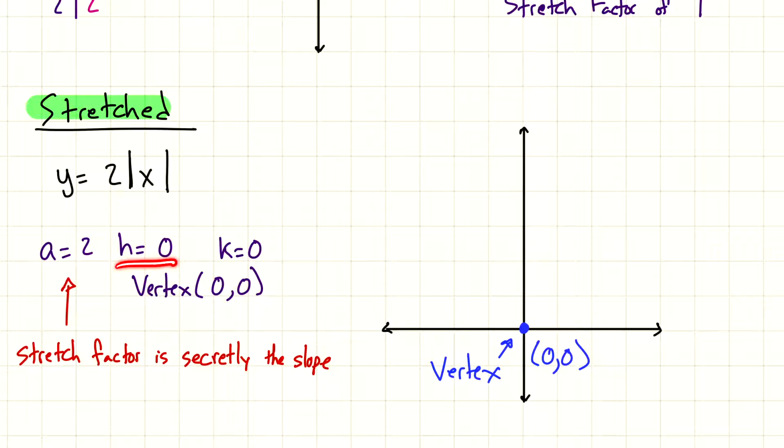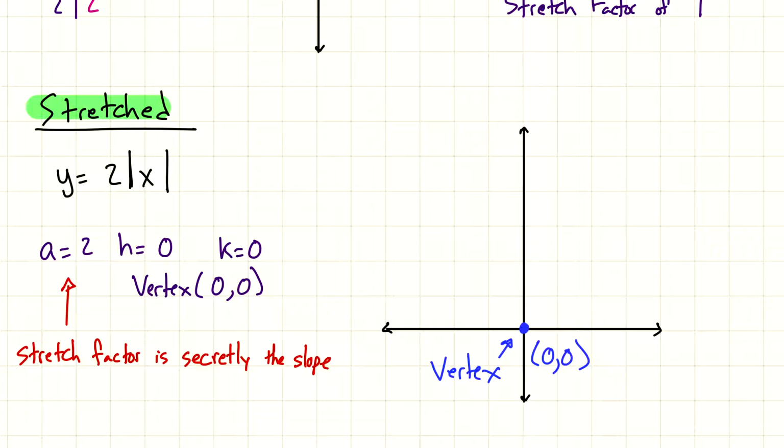h is equal to 0. Why is it equal to 0? Well, you'll notice there's actually nothing being added or subtracted to this x inside the absolute value bars. There's nothing in there. And then the k value is what's outside after the absolute value function. So there's nothing there, so that's 0 as well.